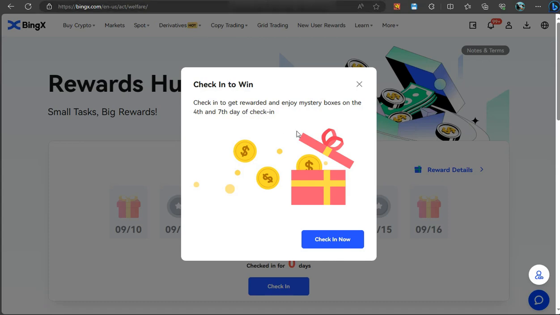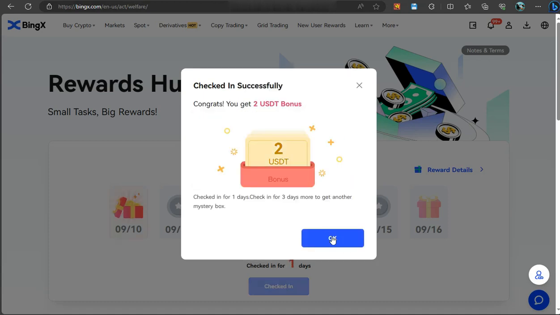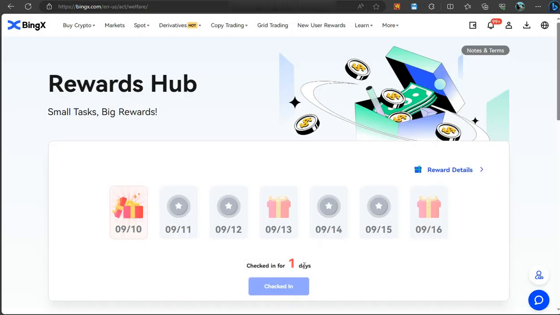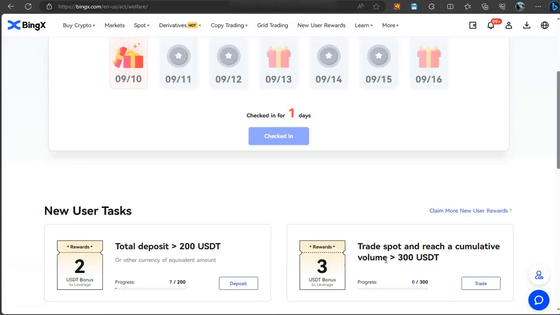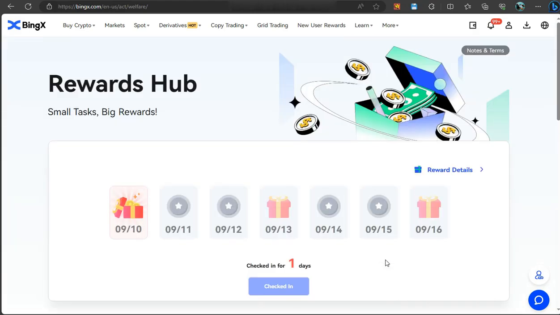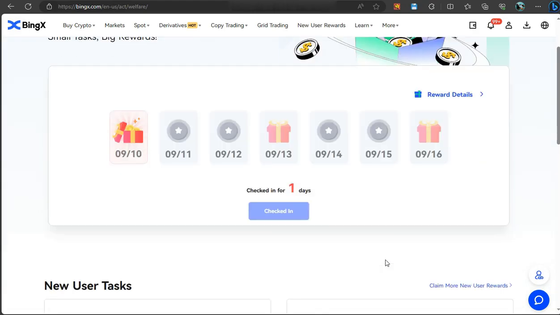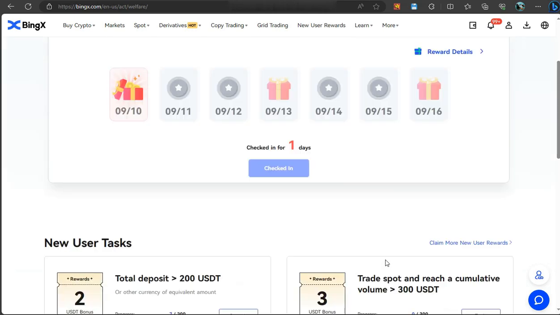So click Check and Win. This is Check It Now. You see, I just won 2 USDT bonus. So that's how it works. Yeah, this is the reward hub. You can earn some little coins here.